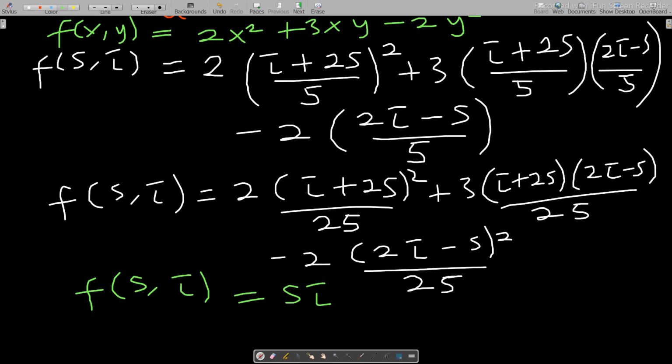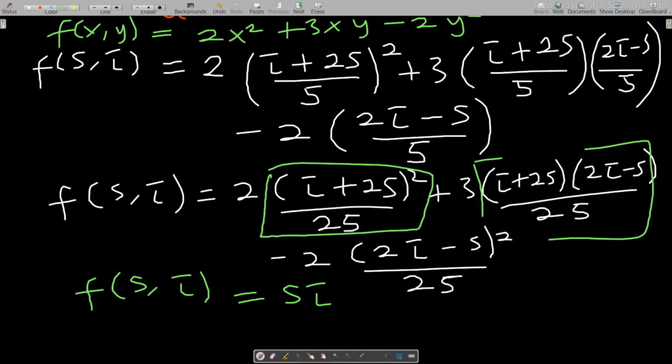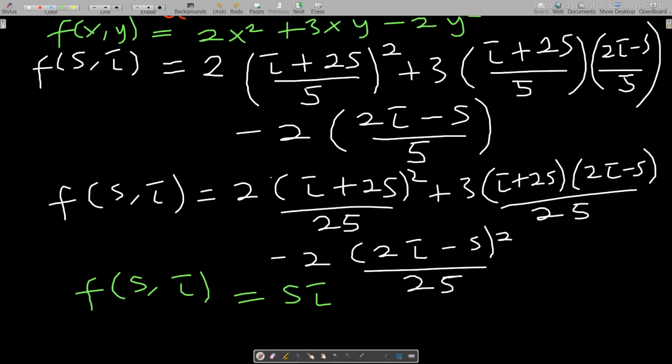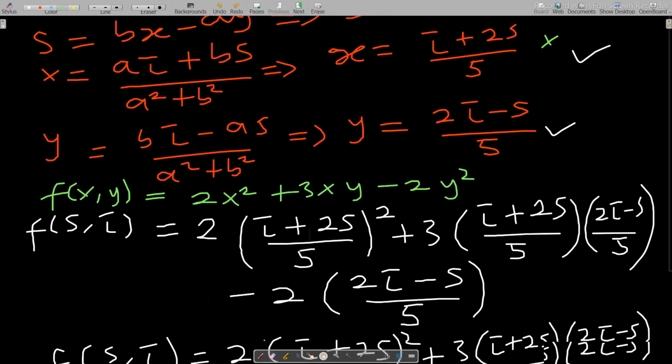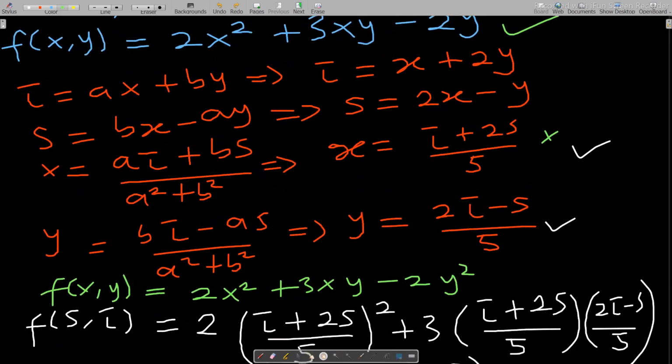Expanding the top here in the first expression, you expand this one, then you expand this one as well, then you do your own cancellations. Some will cancel others. It's tedious work, but you have to go through that. And after everything, you're supposed to get f of s tau to be s times tau. All right, so let's see it here.